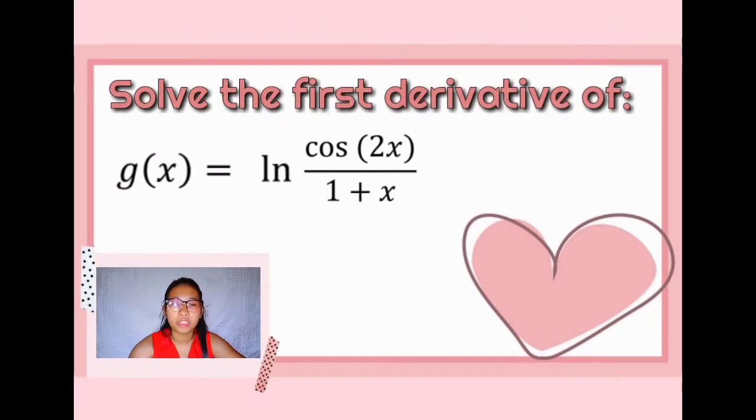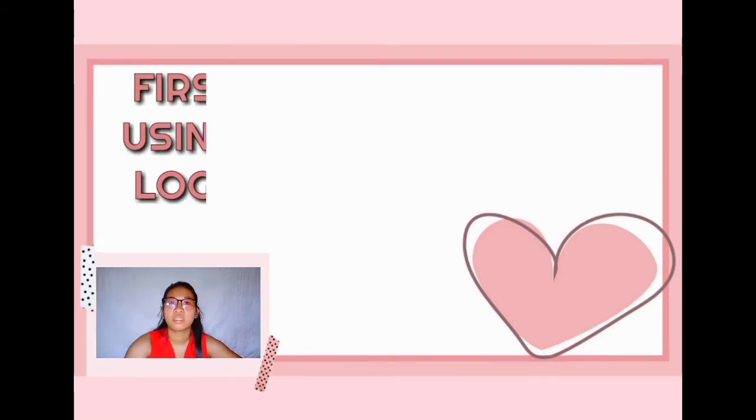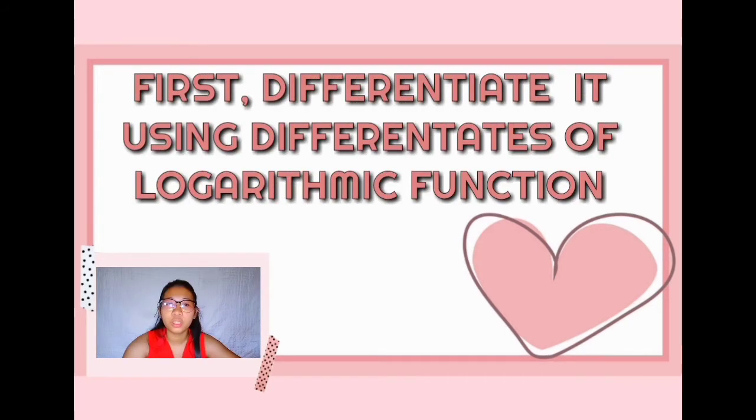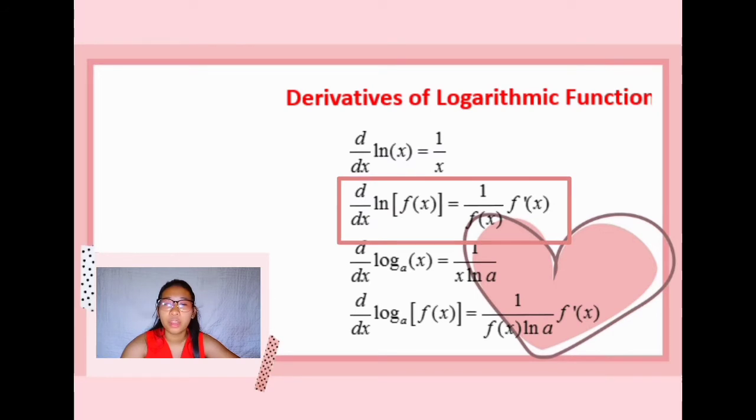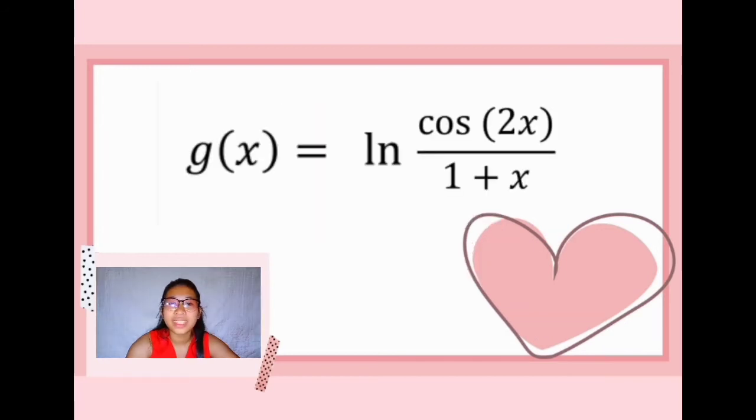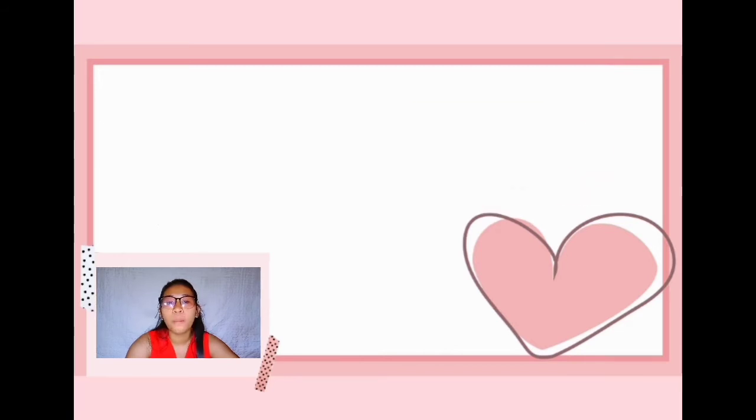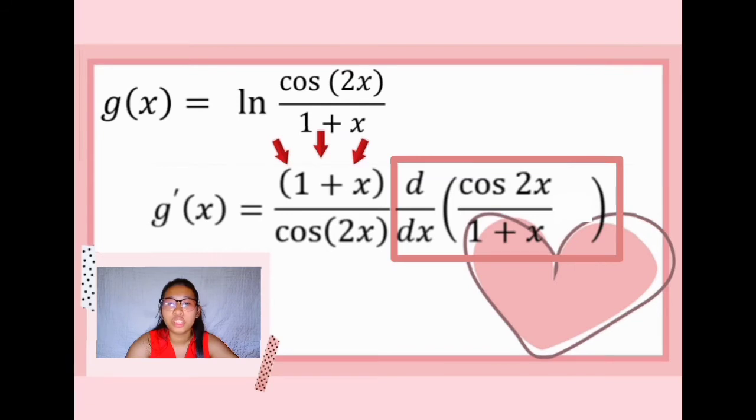The second problem that I create is to solve the first derivative of g of x is equal to the natural logarithm of cosine 2x all over 1 plus x. The first thing that we need to do is to differentiate using the derivatives of logarithm, which is f prime of x is equal to 1 over f of x times the first derivative of f of x. To solve this kind of problem, we need the reciprocal, so the denominator becomes the numerator and vice versa, multiplied to the derivative of your original problem.